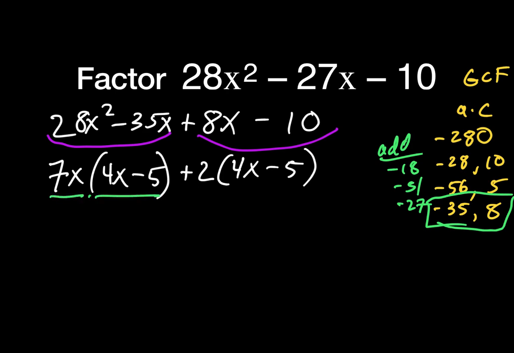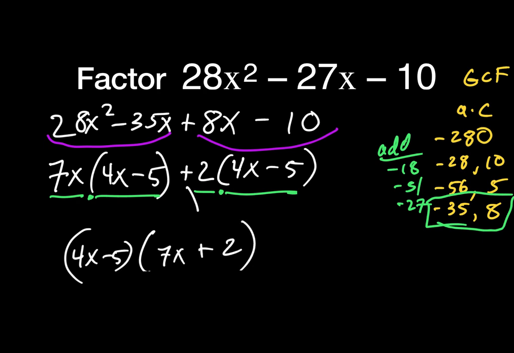So now I have two things multiplied, and one of those things, this and this, are identical, which means they can factor out in front. Out in front comes the 4x minus 5, and when I do that, I'm left with 7x plus 2. The last thing would be to look: is there anything else I could factor out of either one of those? And the answer is no. 7 and 2 are prime, so are 4 and negative 5. So that would be how I would factor this.